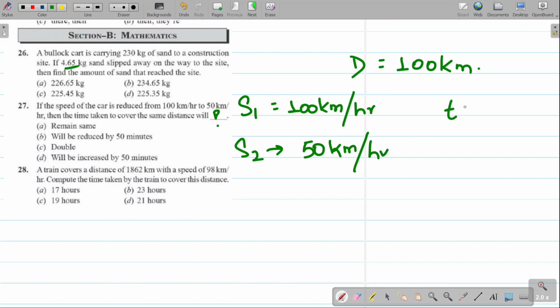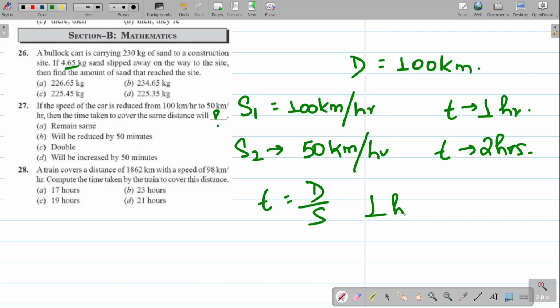Now what will be the time taken? We know that time taken is distance by speed. In the first case, we have to cover 100 km at a speed of 100 km per hour, so obviously we'll need 1 hour. In the next scenario, covering 100 km at a speed of 50 will require 2 hours. If we see the difference, the time taken has doubled. It has become 2 times. So option number C will be correct.